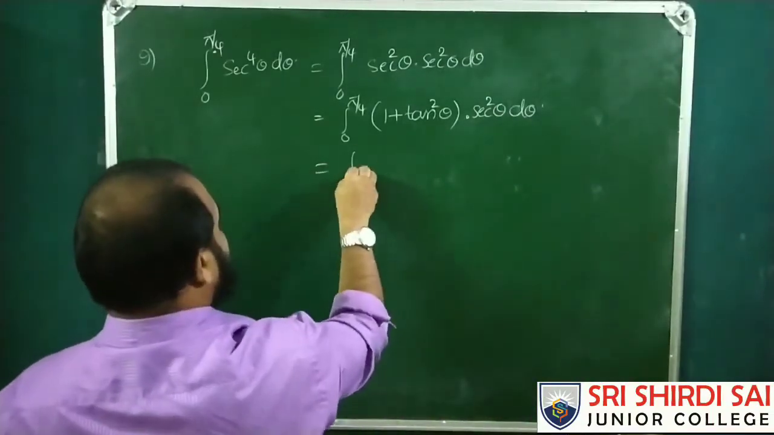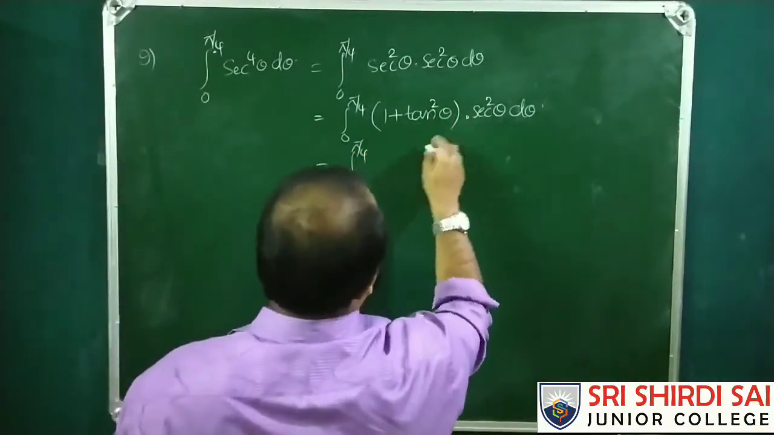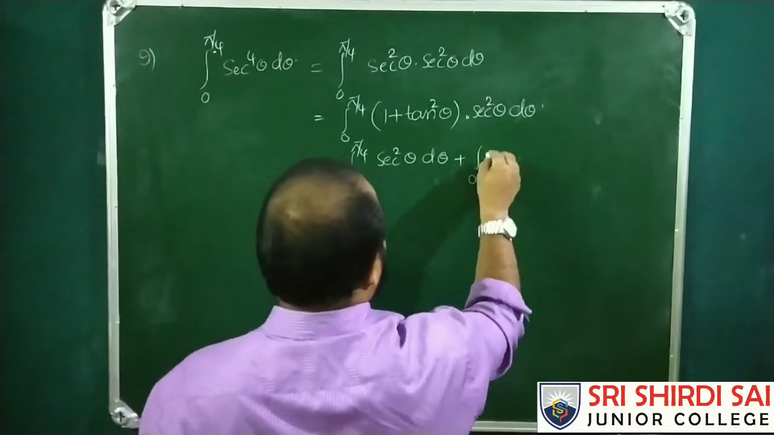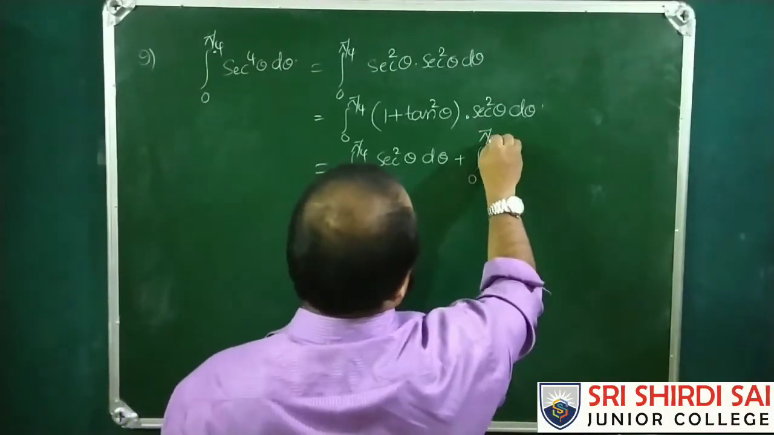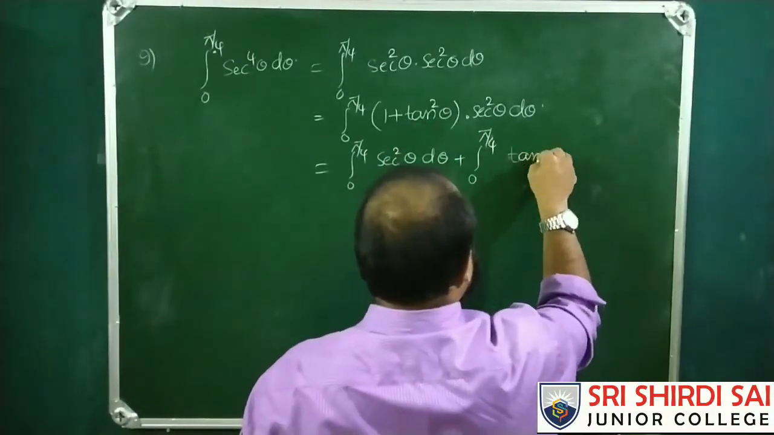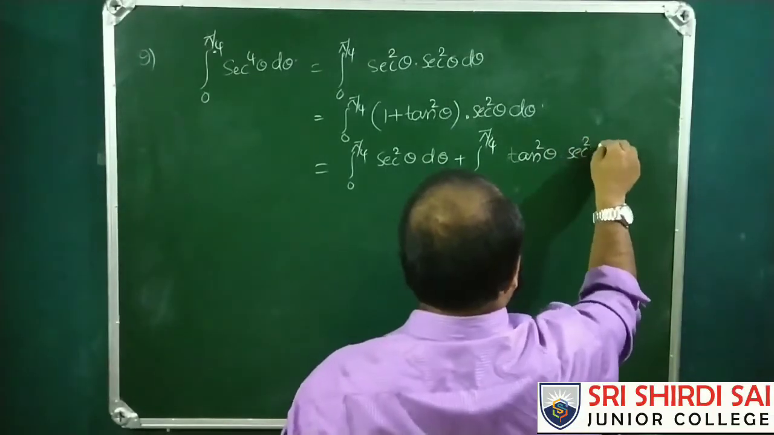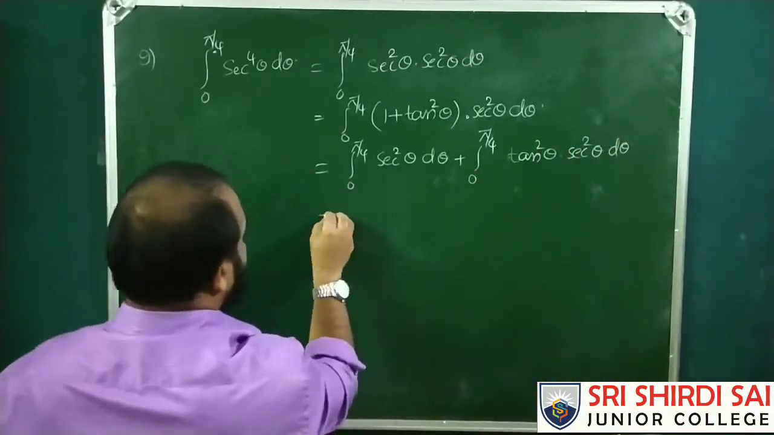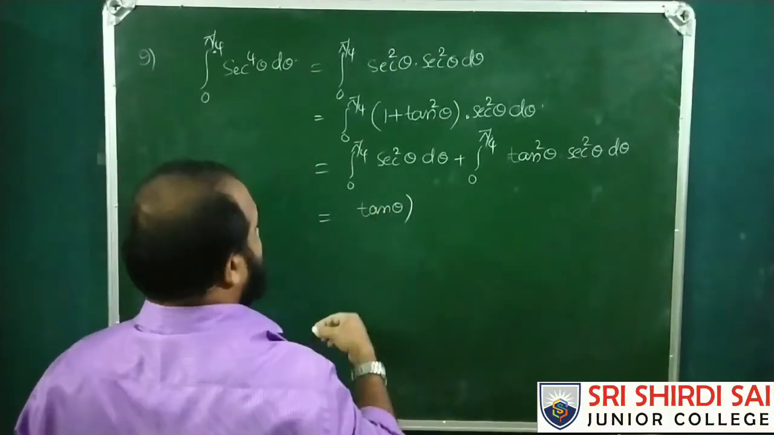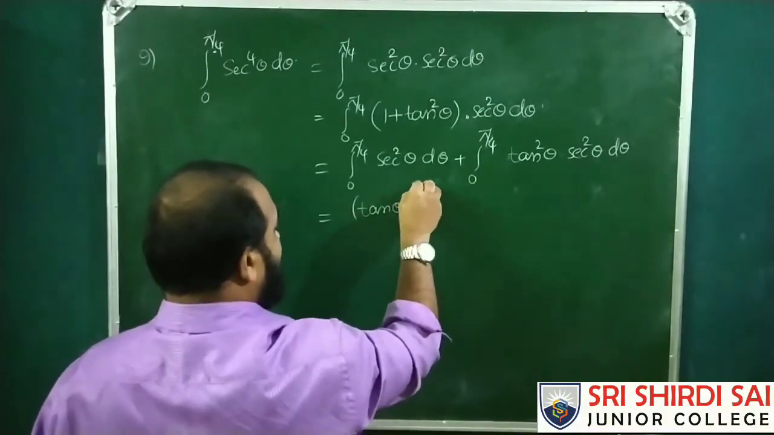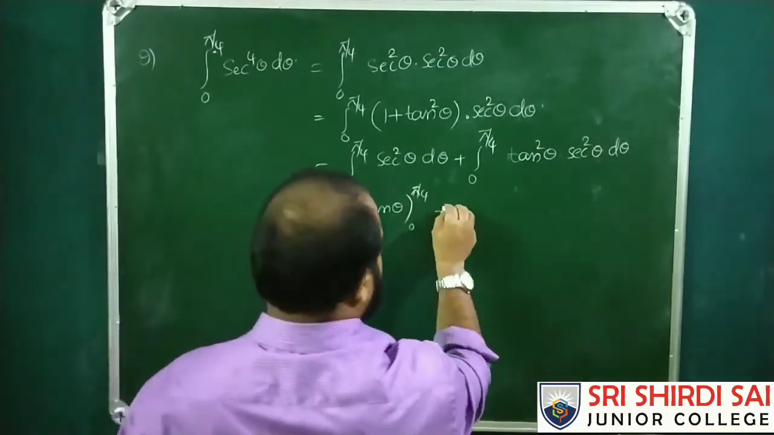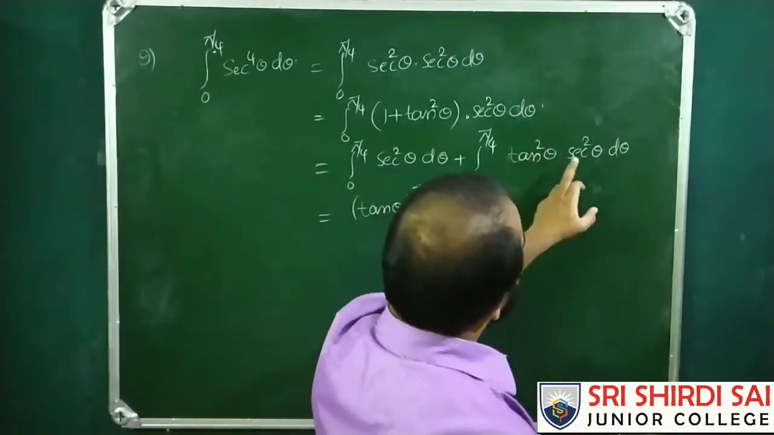So this is 0 to pi by 4, 1 into secant square theta is secant square theta d theta, plus 0 to pi by 4 tan square theta into secant square theta. Now integral secant square theta d theta is tan theta. Since the process of integration is over, we have to write 0 to pi by 4 here, and here integral tan square theta secant square theta.